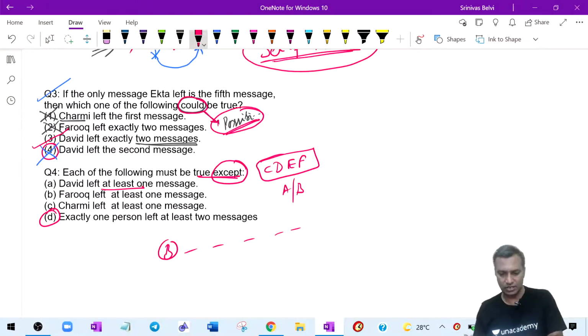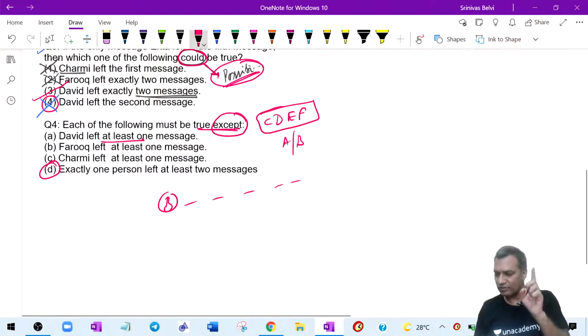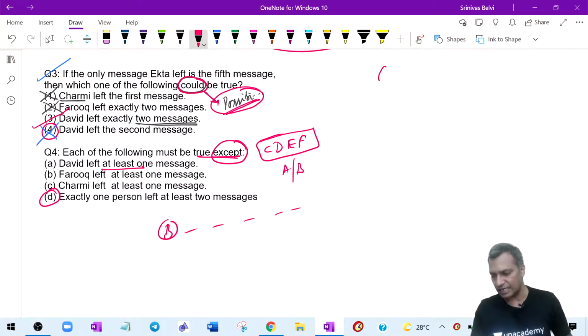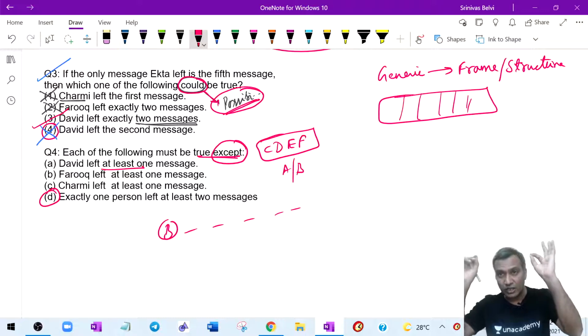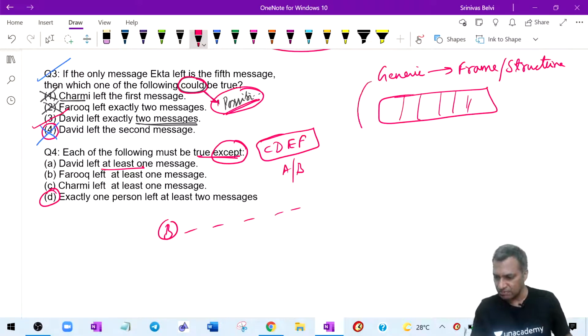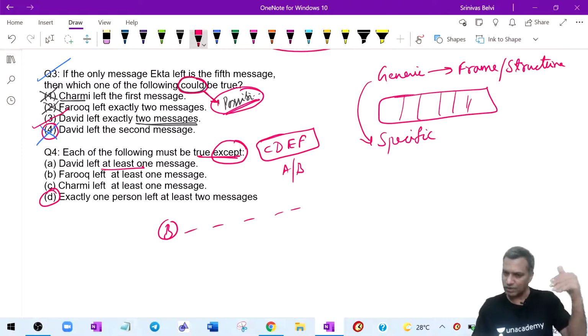All right, that brings us to the closure of the lecture. What did we learn? We understood the power of generic statements. Generic statements give the framework, the structure to your thinking. Framework does not mean that I should arrange something there. No, it gives a structure to your thinking. The specifics will fill the gaps in the frame. That is what the specifics do.